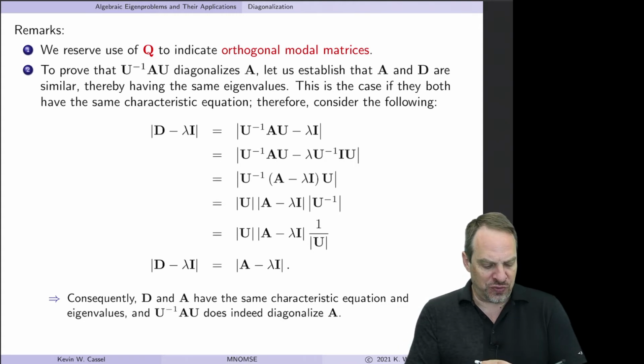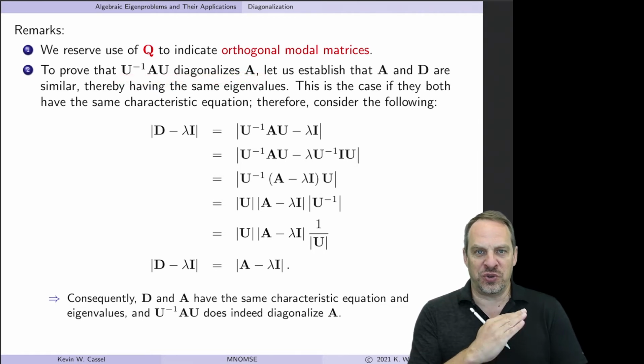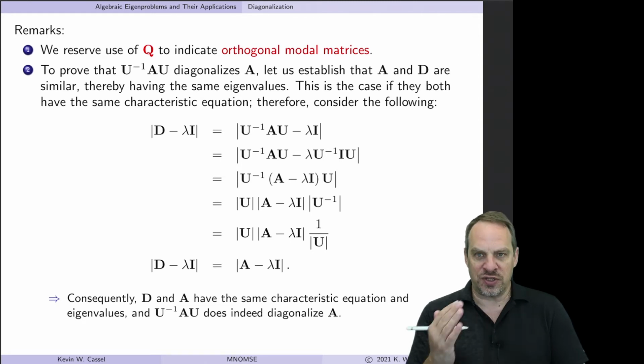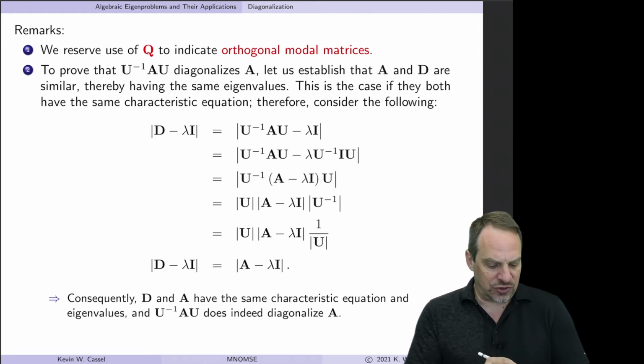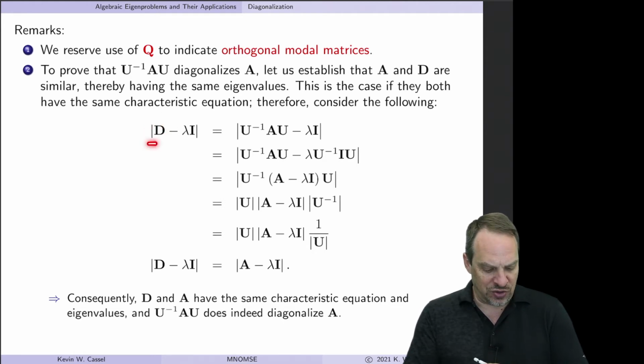So in order to prove that U inverse times A times U does indeed diagonalize A in the way that we just described, I'm going to show a little bit different proof than we did for the real symmetric case, but it ends up giving us the same result. So what I want to show is that D and A have the same characteristic equation. Now I know D comes from U inverse times A times U, so let's use that as the starting point.